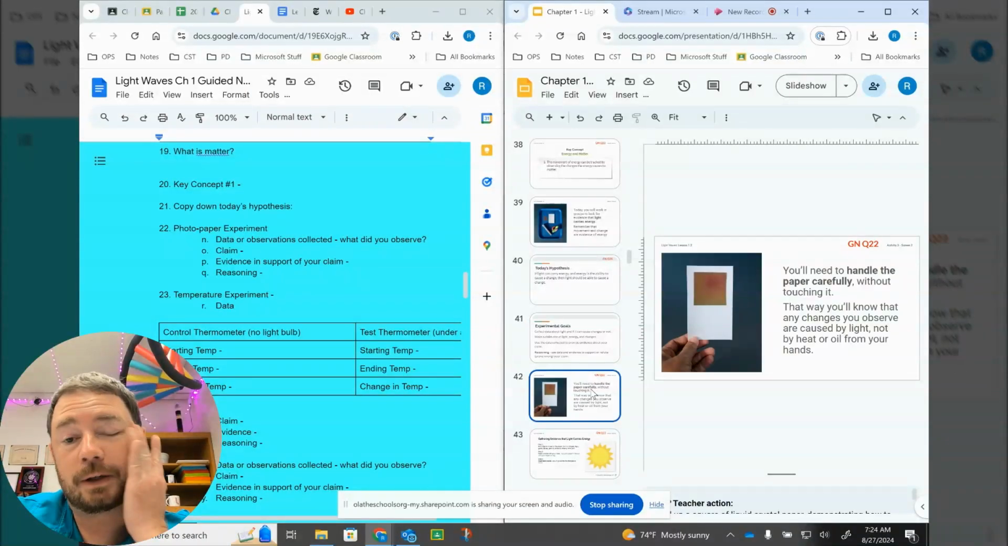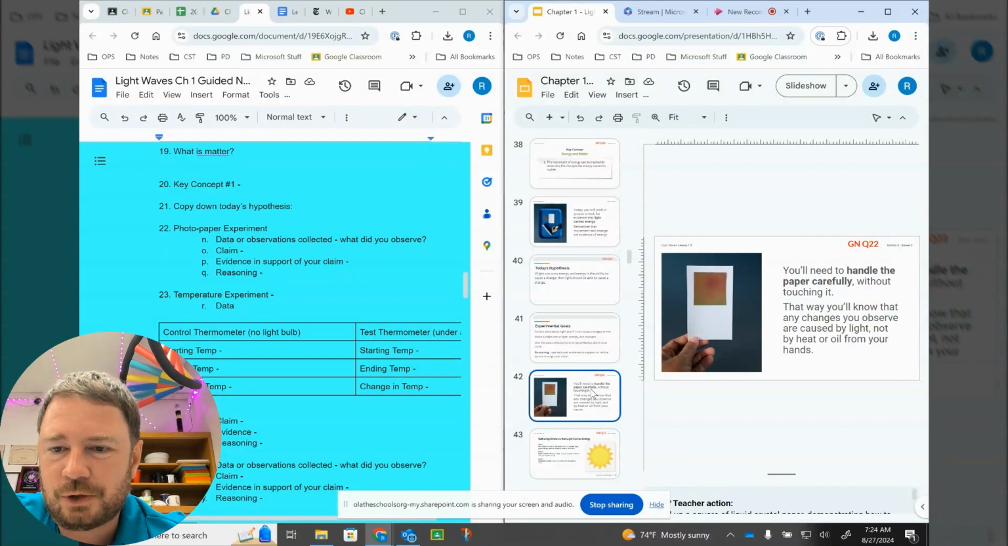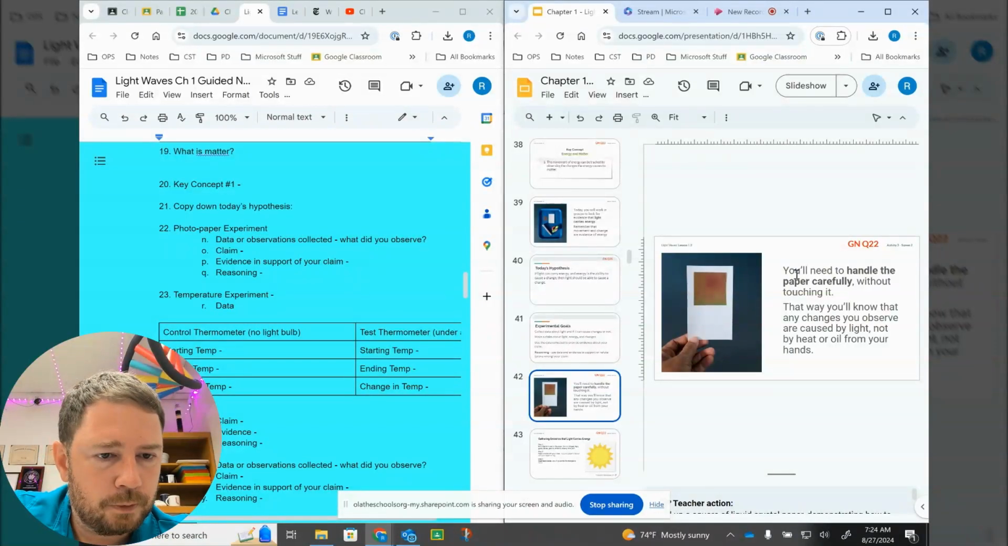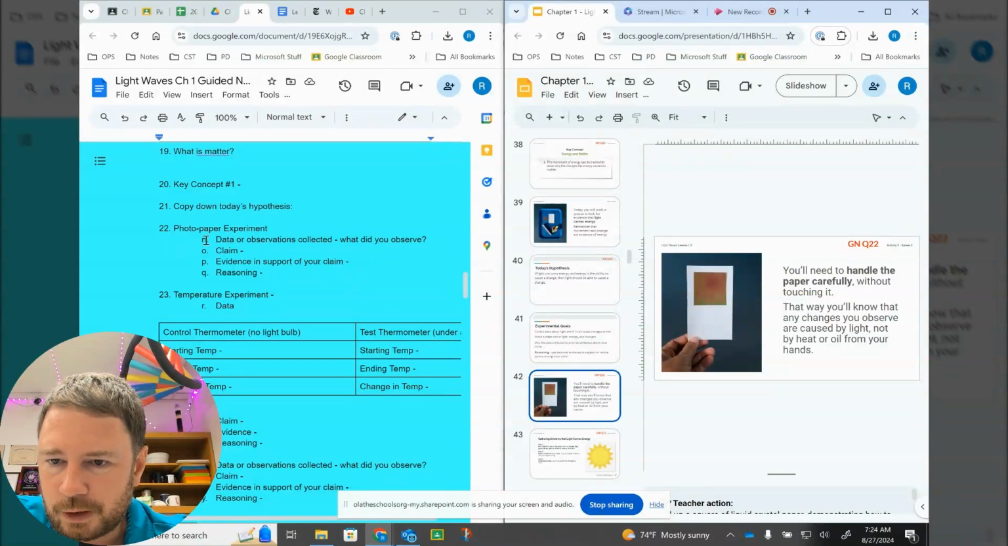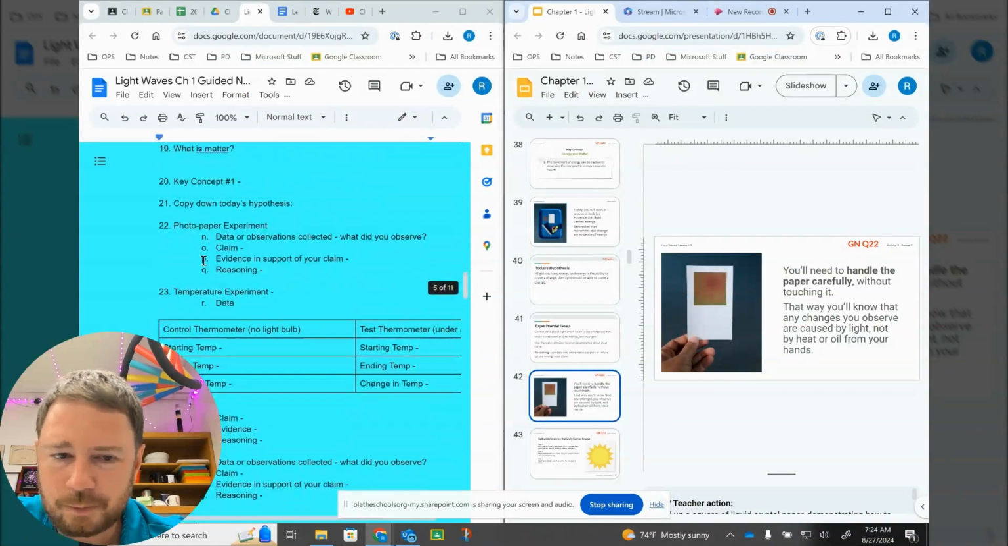So, our first activity that we're going to do, question 22. If you look here, it says photo paper experiment. Sorry, my numbering here got messed up. This should be A, B, C, D. I'll go back and fix it after this video.